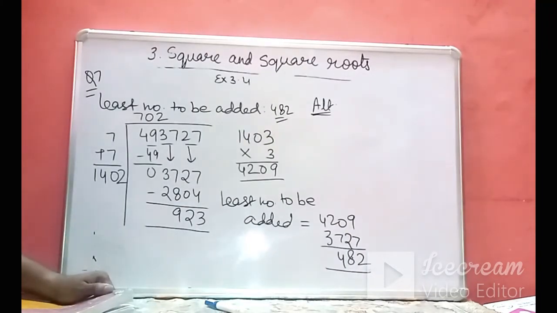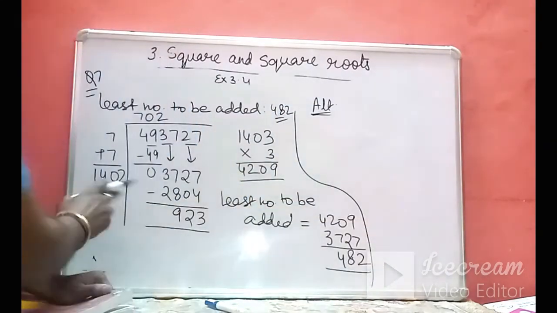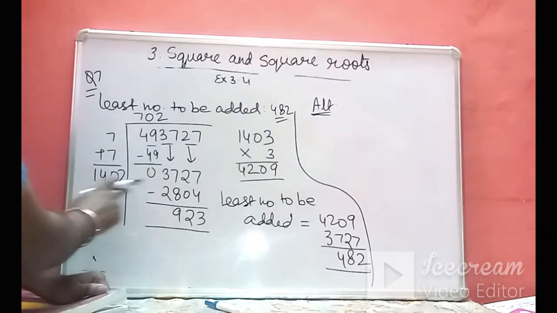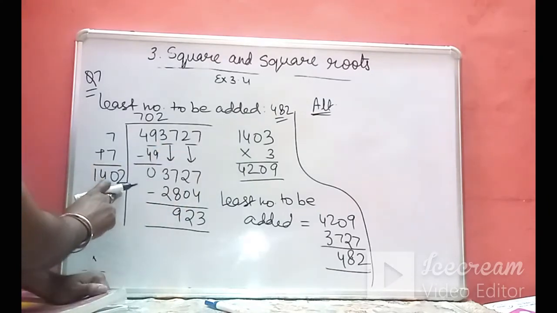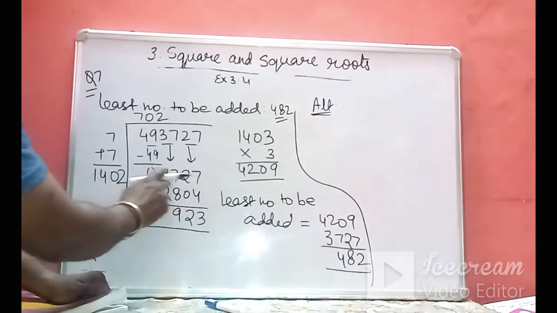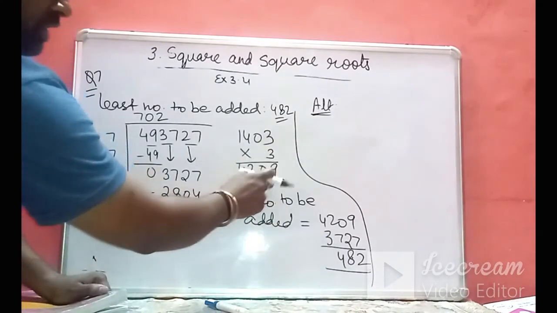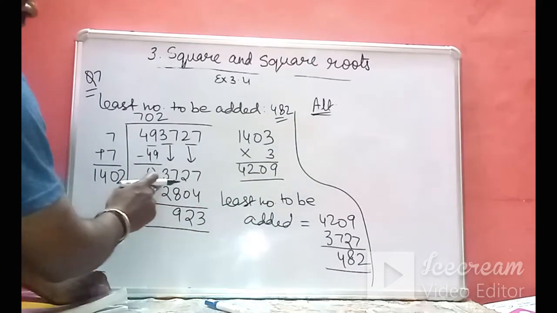In the alternative method, suppose this is one of the methods. You got this finally, and since no pair is left, after 140 we will put a number which is just more than this 3727. So that is 1403 into 3, and I subtracted this 4209 from this last number.